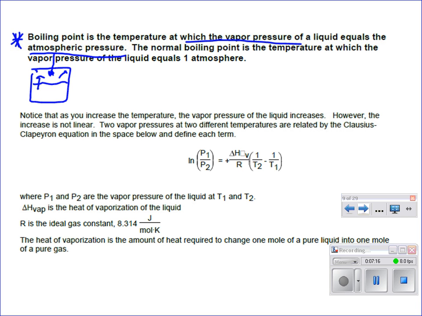Another term I need you to know is normal. If you see the word normal, and we want to know the normal boiling point of something, we're referring to standard pressure. So the normal boiling point of something is going to be the temperature at which boiling occurs at 1 atmosphere.